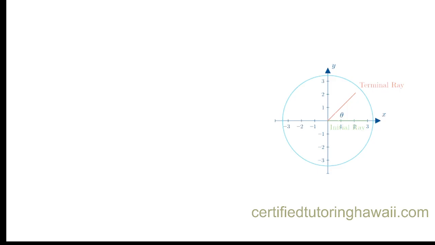This terminal ray will always intersect our circle at exactly one point. Let's call that point P. This point P has coordinates, an x-coordinate and a y-coordinate.